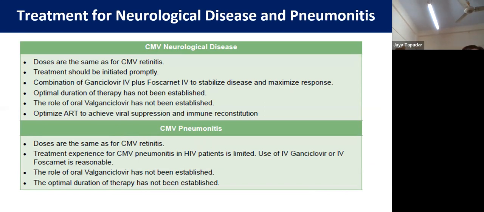For retinitis, you can give valganciclovir, but for other disease, valganciclovir has not been tested, so it is more prudent to give ganciclovir. In our center, for severe retinitis, we do give IV therapy for 14 to 21 days and then put the patient on valganciclovir as an oral therapy. Oral valganciclovir has not been established for neurological disease and pneumonitis, where it is better to give IV ganciclovir. Next, please.